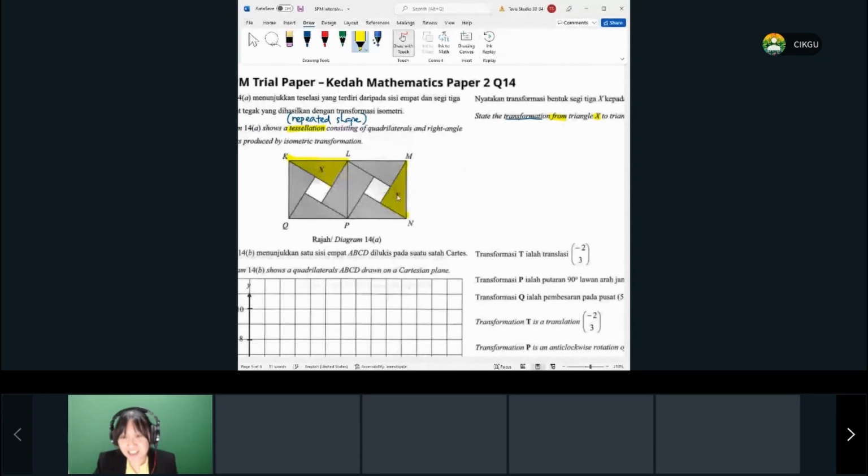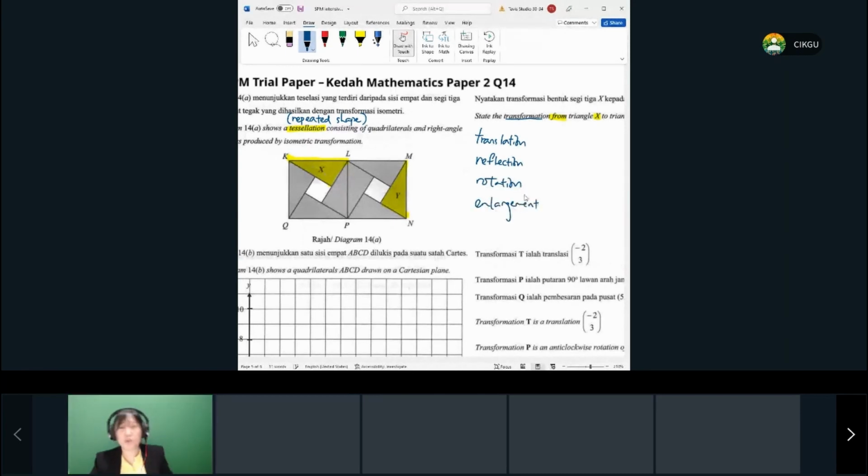So they are asking you guys, remember, transformation, you only have 4 options. Either translation, reflection, rotation, or enlargement. Okay, let me write down. You only have 4 choices.